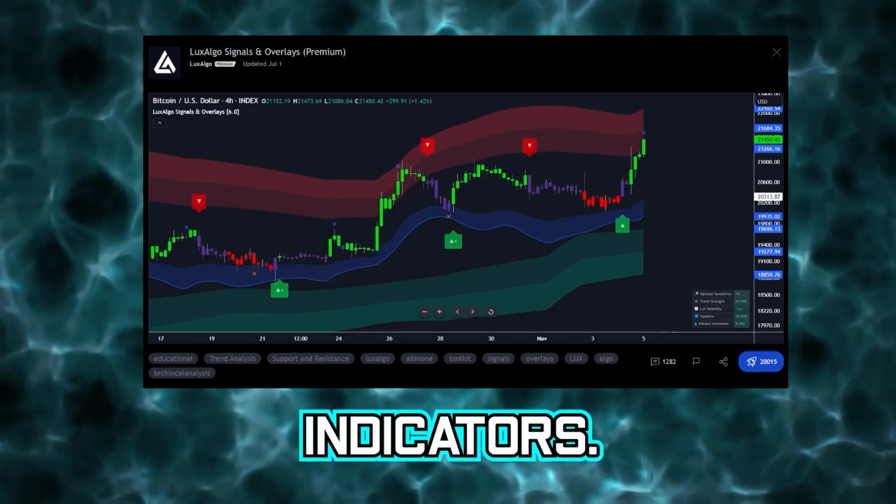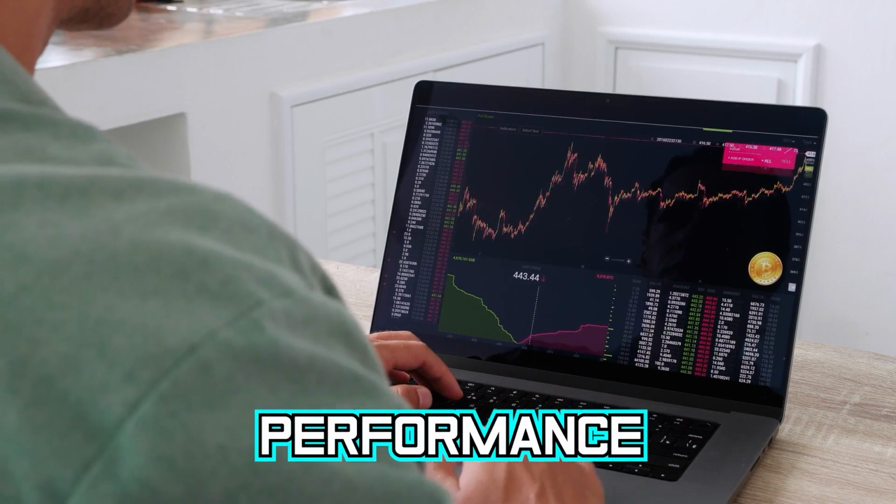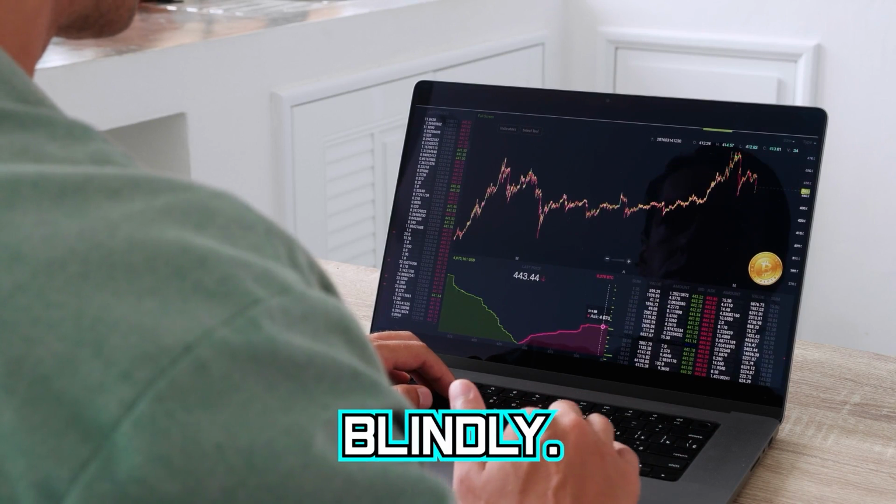Also remember that backtested indicators with good performance does not guarantee good future results, and you should never follow these indicators blindly.